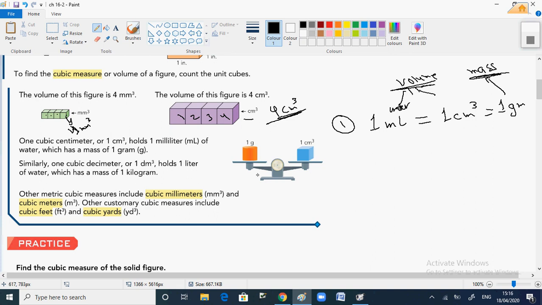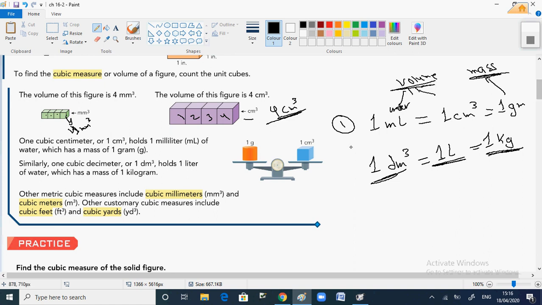Similarly, 1 cubic decimeter holds 1 liter of water which has a mass of 1 kilogram. 1 milliliter is 1 cubic centimeter, which is equal to 1 gram, and 1 cubic decimeter is 1 liter and 1 kilogram. That means each liter is 1 kilogram, and each 1 cubic centimeter is 1 gram.